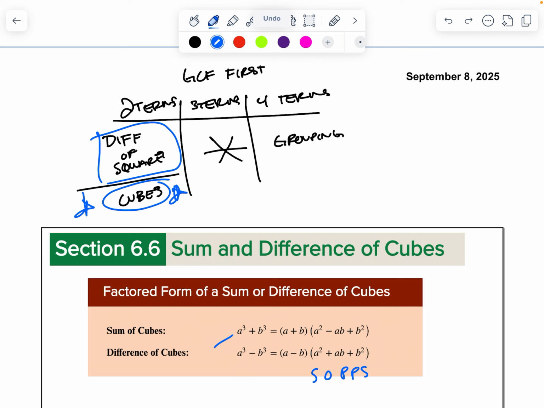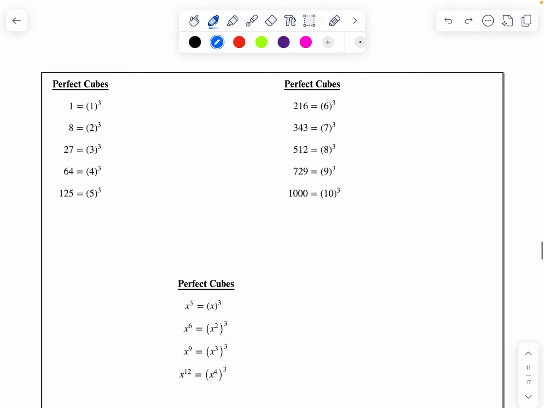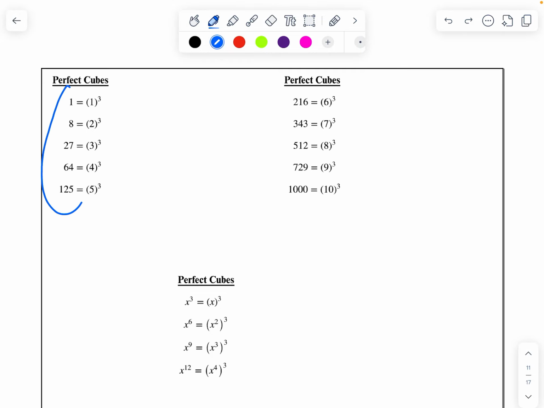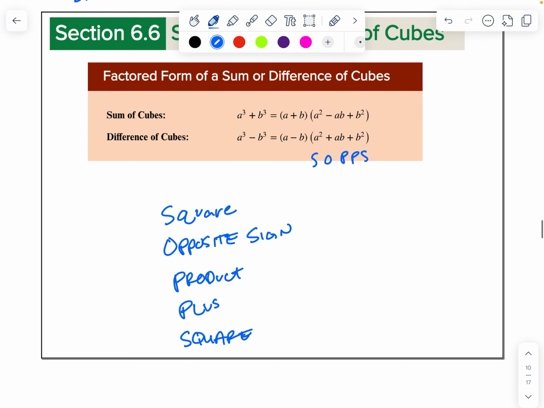And I have a list of those perfect cubes for you. Here are perfect cube numbers and perfect cube variables. We're looking for things that look like this left column. If you have those types of things in the left column, then you're in good shape to try factoring using cubes. There is a mnemonic device that I use to do cubes.